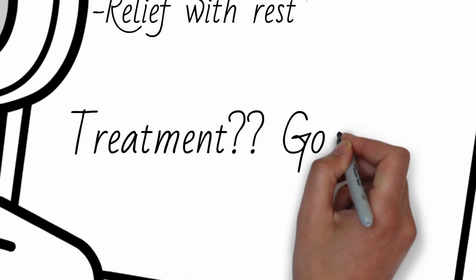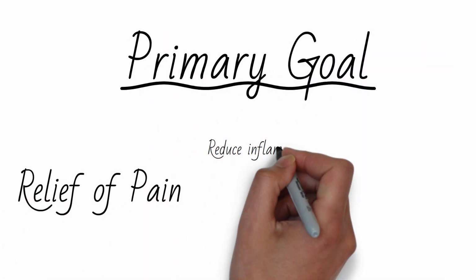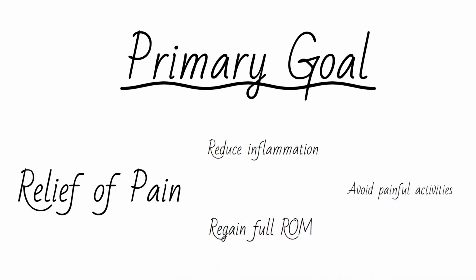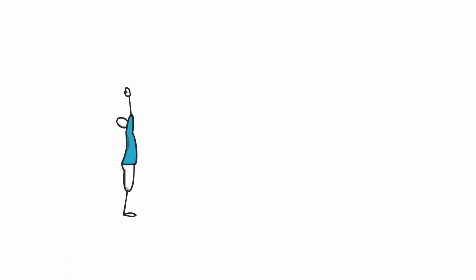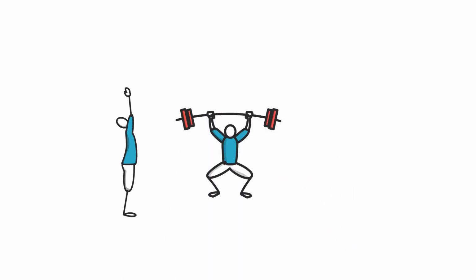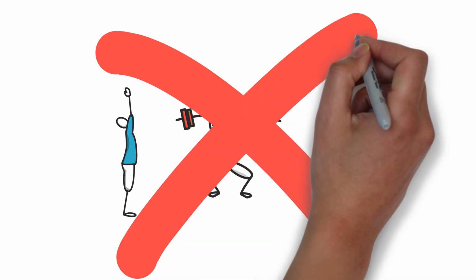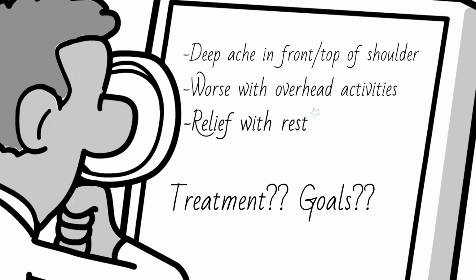So now that we know what it is, how are we going to treat this patient? What goals do we have in mind? The primary goal should be relief of pain. So reducing their inflammation, regaining their full range of motion. There are no contraindications when it comes to bicipital tendinitis, but the patient should be avoiding activities that provoke those pains. This may mean no overhead reaching, no lifting heavy objects, or even potentially not participating in their sport for the time being. These are things that we also need to keep in mind when assigning their interventions and exercises.